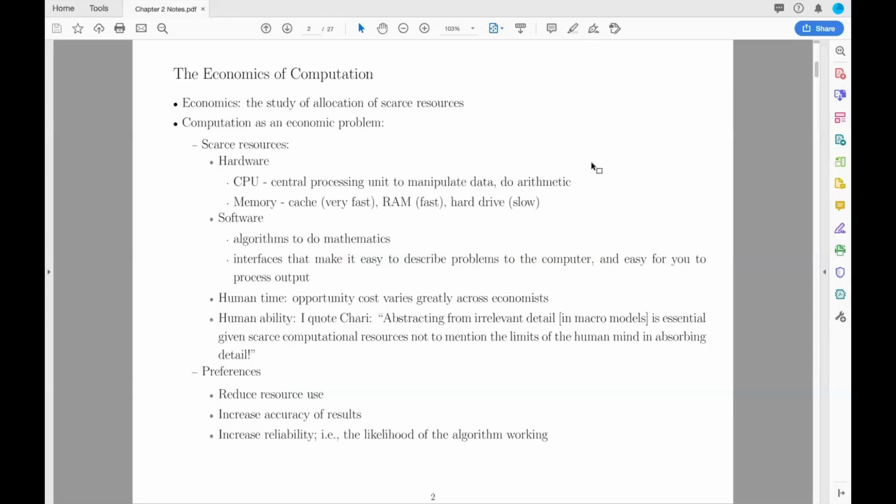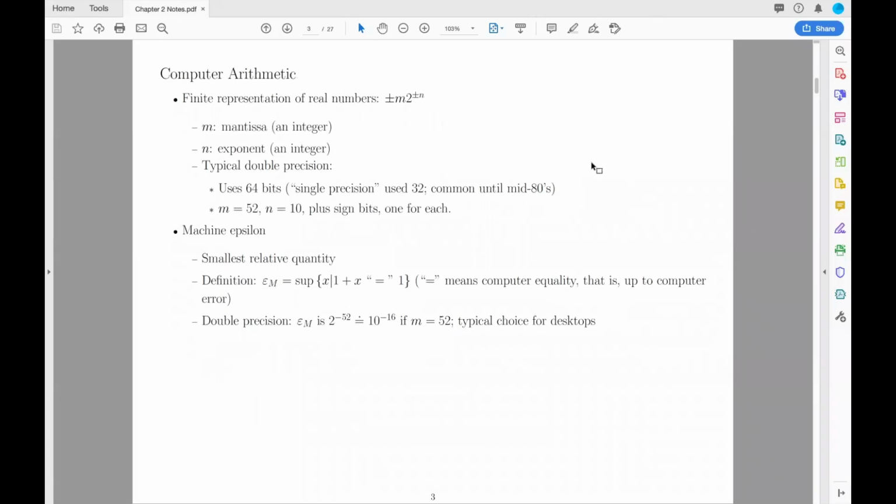But anyway, with a lot of the algorithms, you might ask, why do you do this as opposed to that? It's because we want to reduce resource use, as well as increase the accuracy of the results, as well as increase reliability. Accuracy and reliability is what you want, but you also want to do it in a manner that is economical on resources.